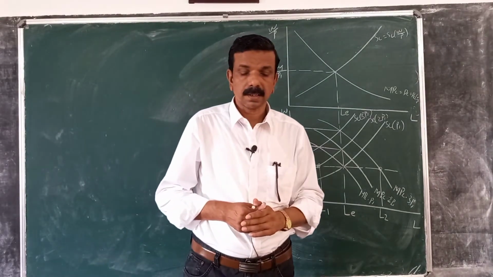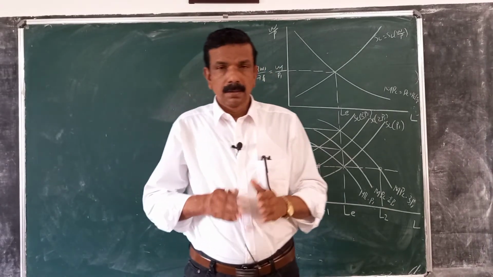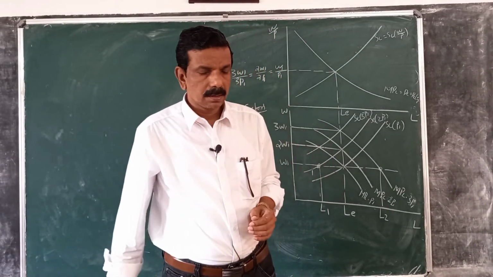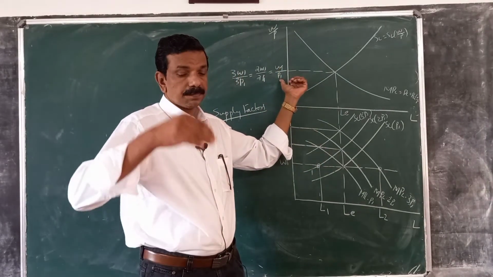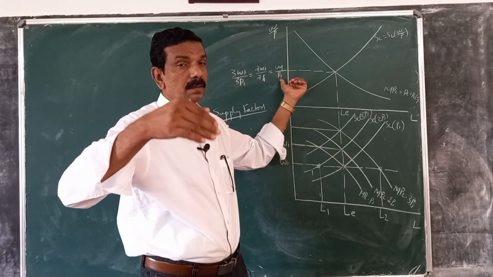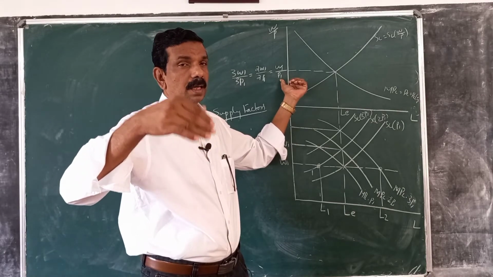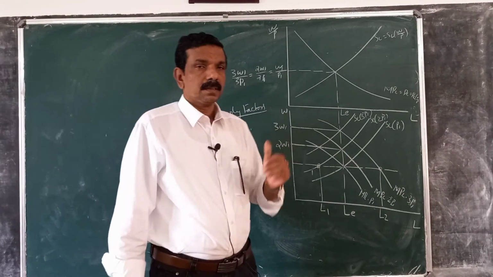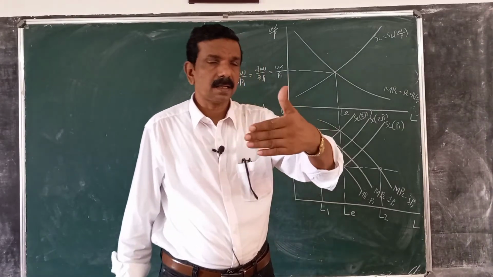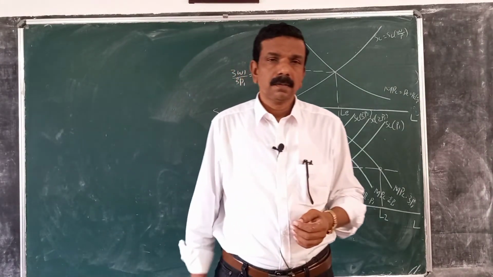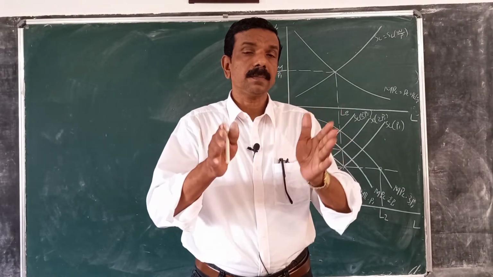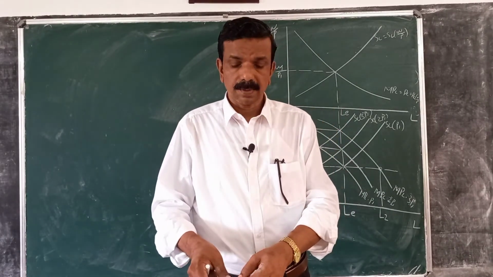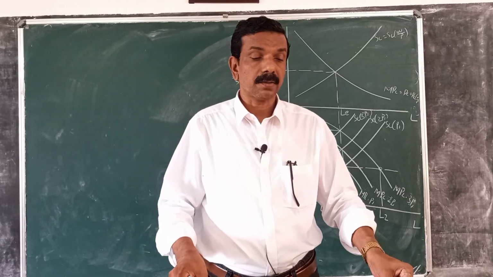That means the conclusion is that an equiproportional increase in W and P keeps the quantity of labor supplied unchanged. If prices are doubled and money wages are also doubled, the supply of labor will remain constant. This is because real wages are not affected.